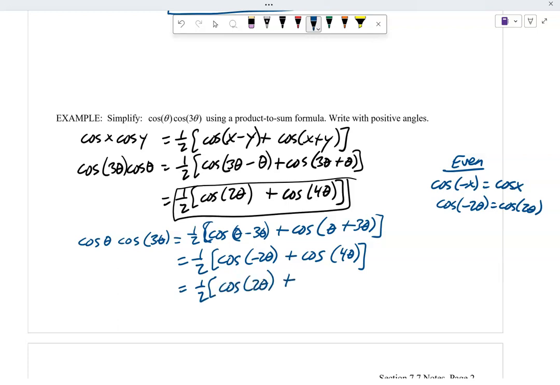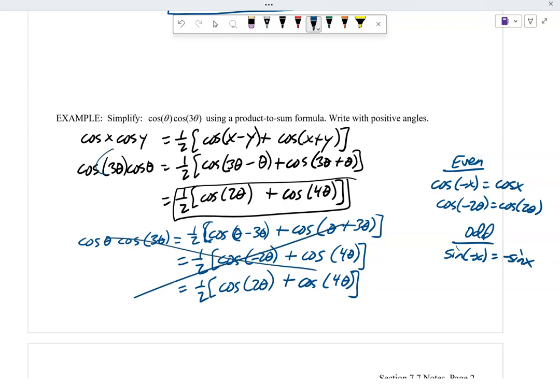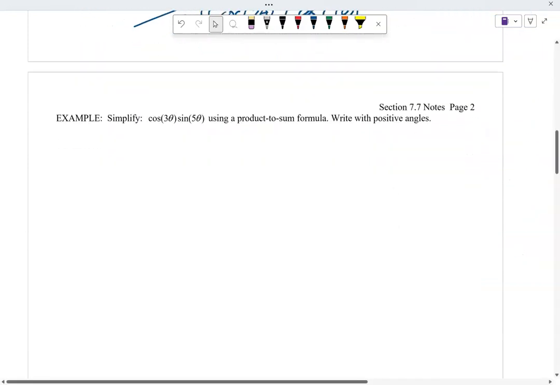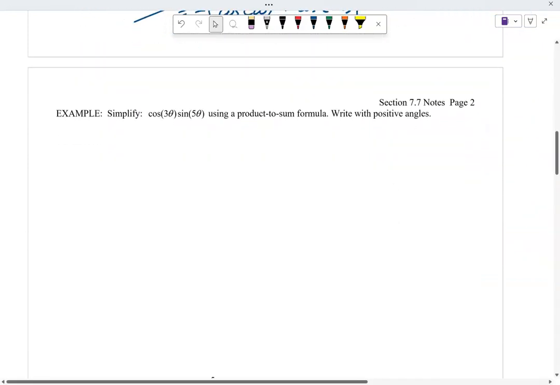Sine is an odd function, right? If you have to do it with a sine, then this is true because it's odd. So again, I would not do it that way. I would list my 3 theta first and then my theta: cosine 3 theta, then the cosine theta. So list that larger angle first. It'd be easier, in my opinion.